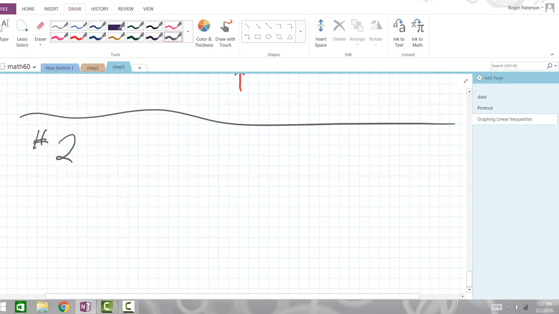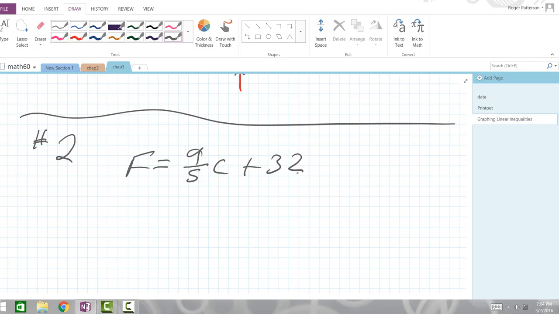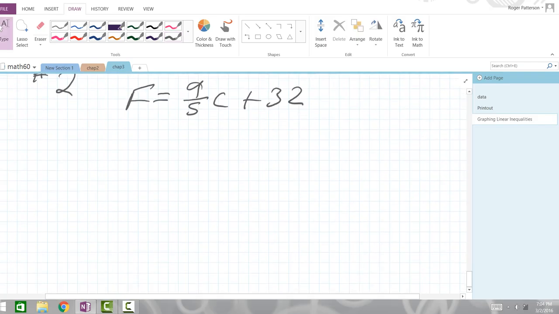Number 2. This is on the next page, by the way. F equals 9/5 C plus 32. So it says a linear equation F equals 9/5 C plus 32 models the temperature in degrees Fahrenheit given the temperature in degrees Celsius. Graph the equation, provide a coordinate plane. You will need to set up an appropriate scale on the coordinate plane for your graph to fit properly. Label C and F intercepts of the equation of the line.